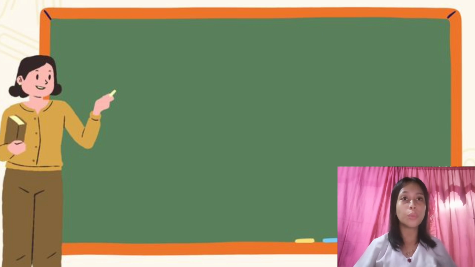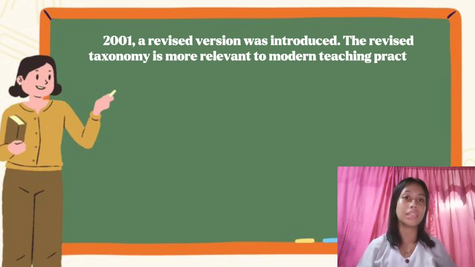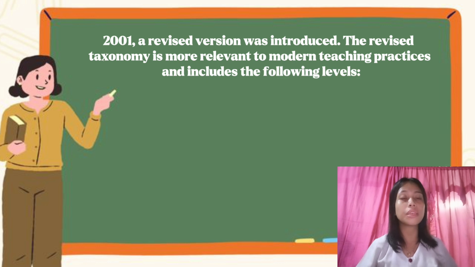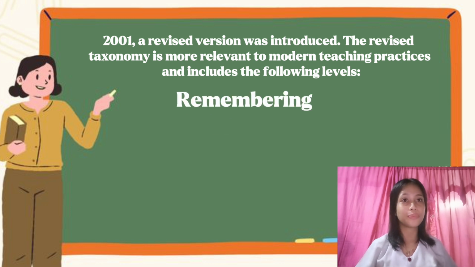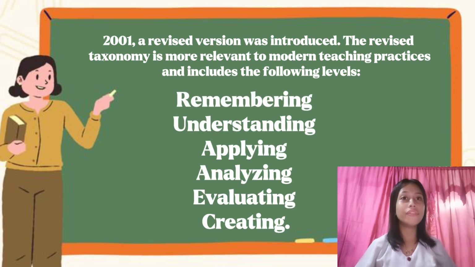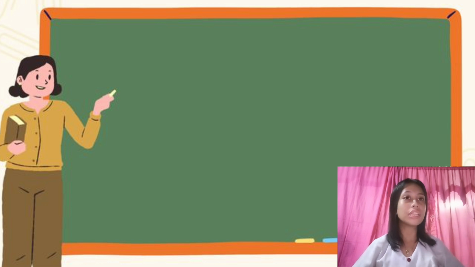However, in 2001, a revised version was introduced. The revised taxonomy is more relevant to modern teaching practices and includes the following levels. First, we have remembering. Second, understanding, applying, analyzing, evaluating, and creating. Now let's break down each level.